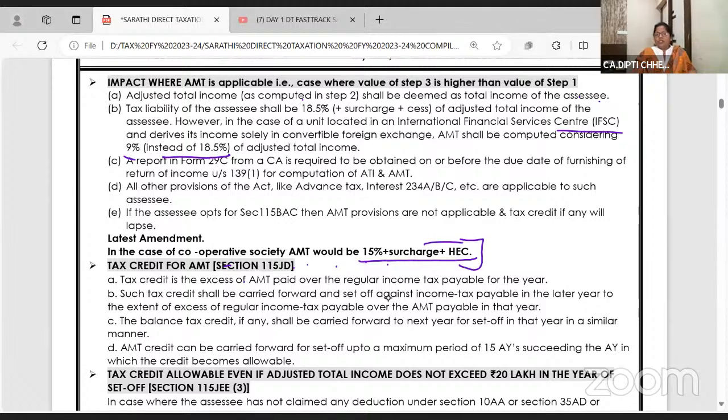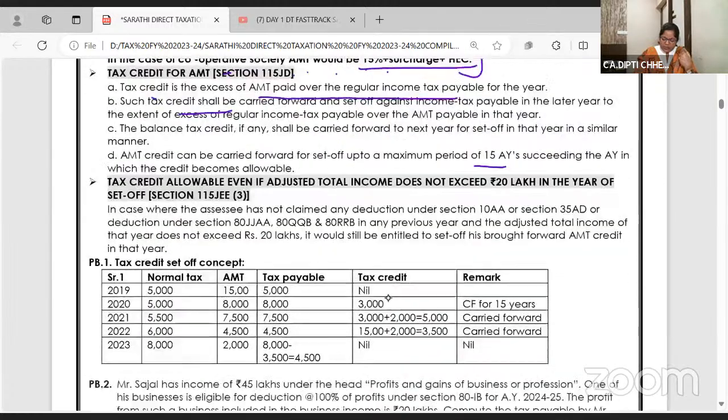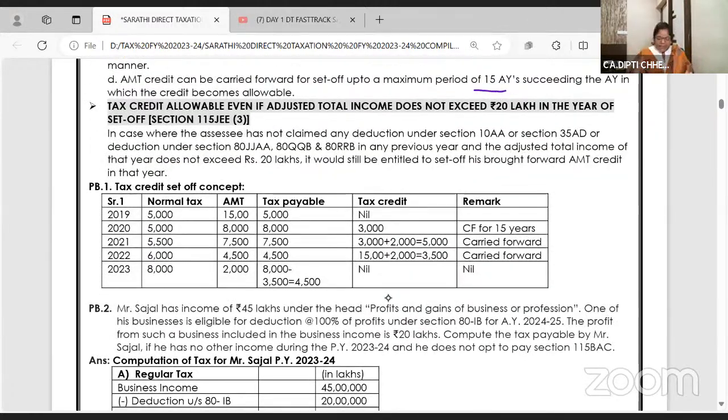Mostly this is asked to solve question for final students. Okay? Now what is tax credit? It is the excess of AMT over normal tax. Where AMT is more than regular tax, there is a tax credit which can be carried forward for 15 years to be set off. Now see how that tax credit works.